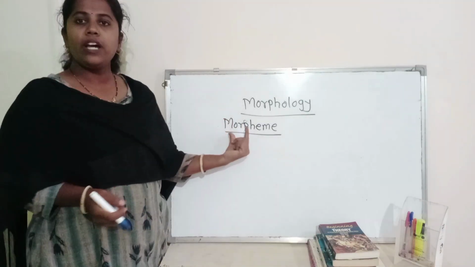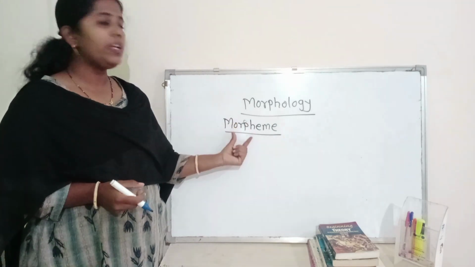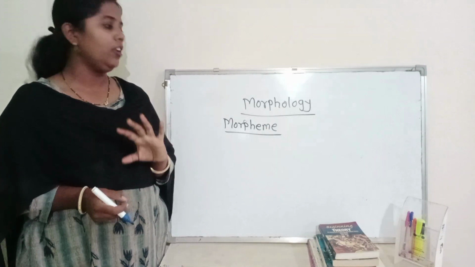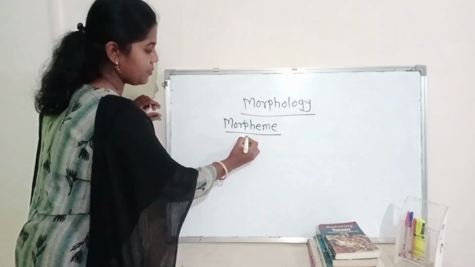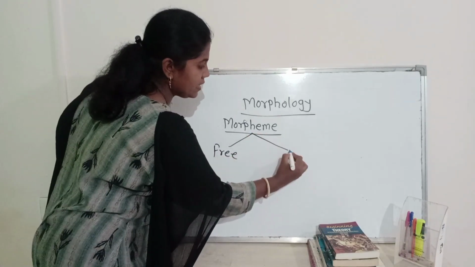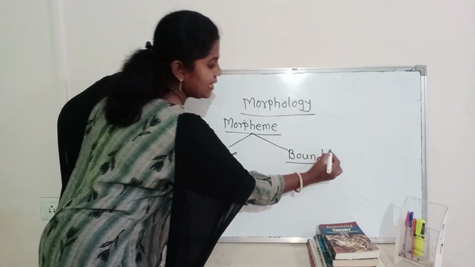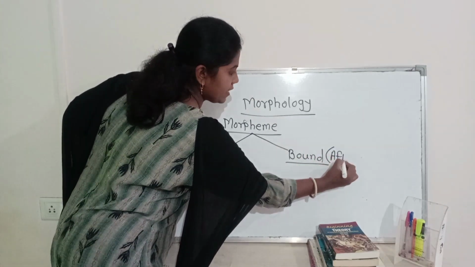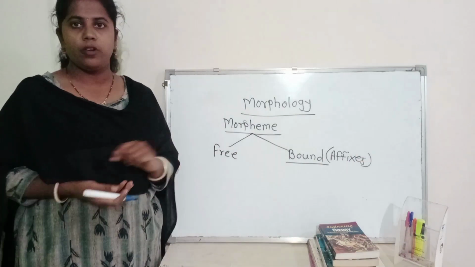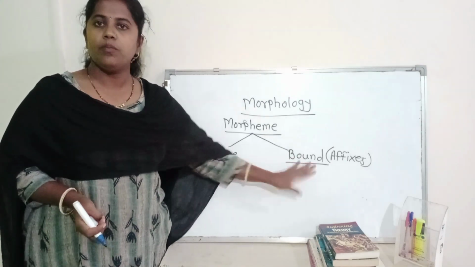Okay. Now we are going to deal with morpheme. Morpheme means what? It is a minimal unit. That's it. Okay, a minimal, meaningful unit. Then there are two types. The first one is free morpheme and the second one is bound morpheme. This bound morpheme is also called affixes. Okay, these are the two types of morpheme. So we need to understand what is free morpheme and what is bound morpheme.